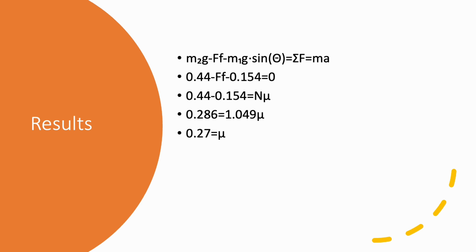1.049, of course, is the normal force. Then we divide both sides by 1.049, and that leaves us with 0.27 as the mu. And that's about the end of our overall process.